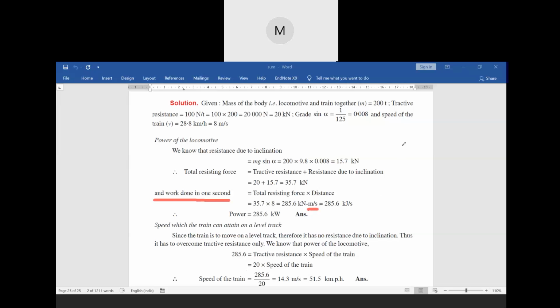Now look, this work done in 1 second means force into distance, but distance is in meter per second. What does meter per second actually mean? Meter per second is a unit of what? Others, please say, what is the unit of meter per second? I want an answer.